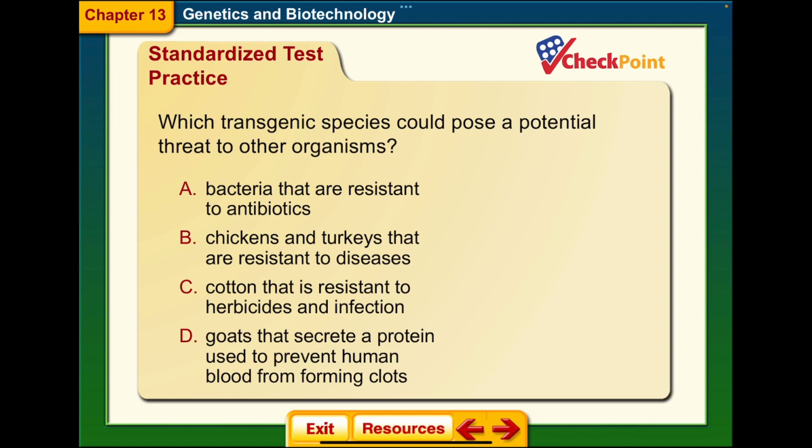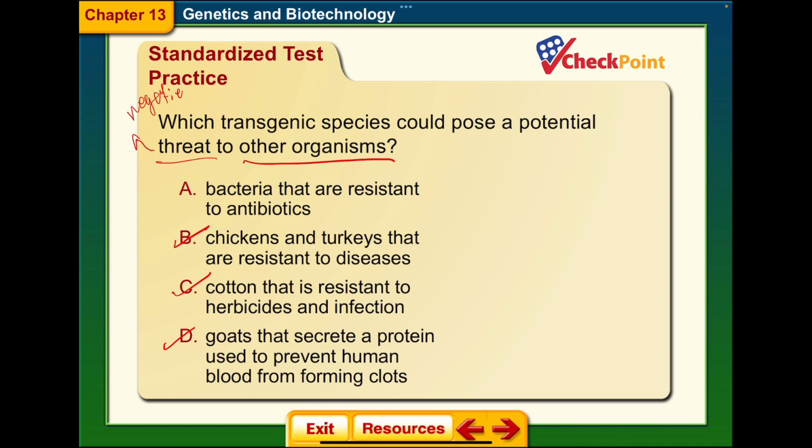Which transgenic species could pose a potential threat to other organisms? It should have threat to other organisms. Goats that secrete proteins used to prevent human blood from clotting? No, because this is a positive thing, right? When we talk about a threat, we're talking about a negative thing that doesn't affect the organism itself, but it affects other organisms. So if goats are helping us to stop our blood from clotting, that's a good thing. Cotton that is resistant to infection, that's a good thing. Chickens and turkeys that are resistant to disease, that's a good thing because we're eating them. We don't want them to be sick, right?